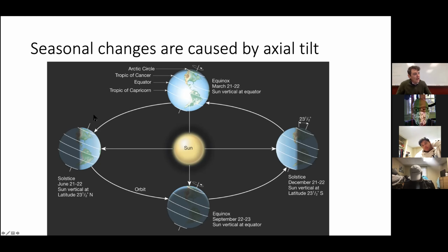So notice that the axis is pointing the same direction in summer and in winter, but at this side, at the summer solstice, the northern hemisphere is tilted towards the sun. And then at the equinox, it's the equator that has the sun directly overhead.